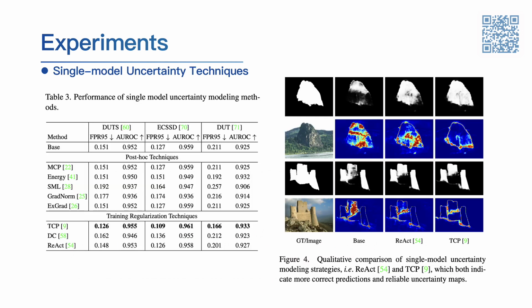Here are the results of single-model uncertainty techniques. We find the post-hoc techniques fail to improve the uncertainty quality. On the contrary, the training techniques, especially TCP and ReAct, are effective in generating a reliable uncertainty map. The visualization results also clearly show the advantage for both accurate prediction and reliable uncertainty generation.